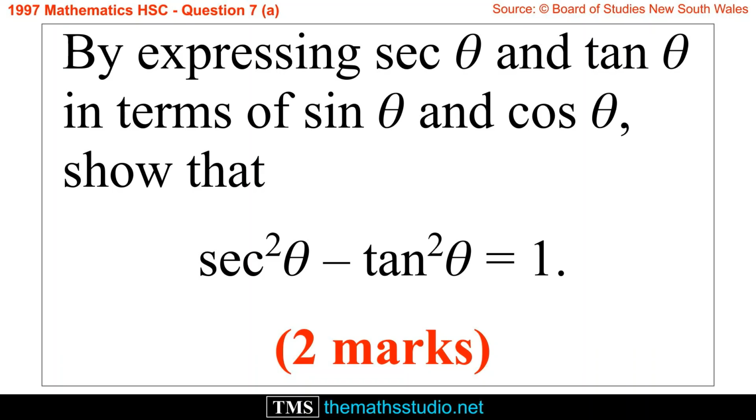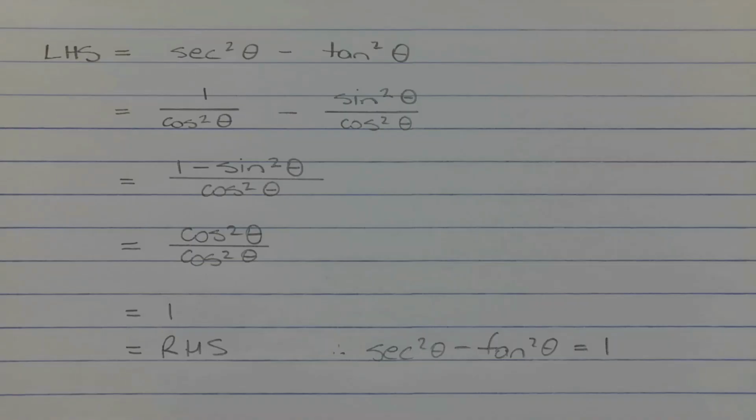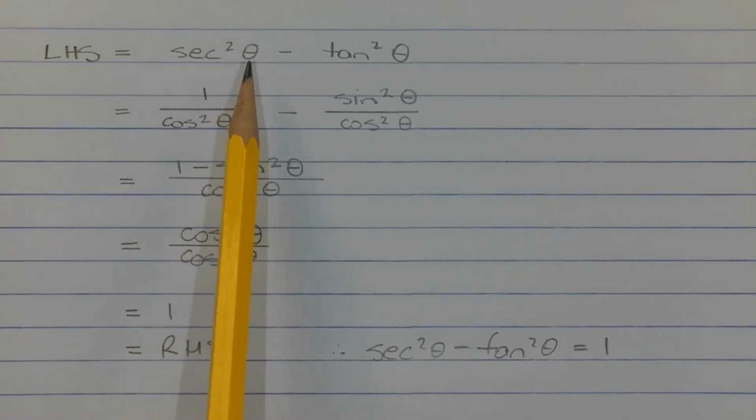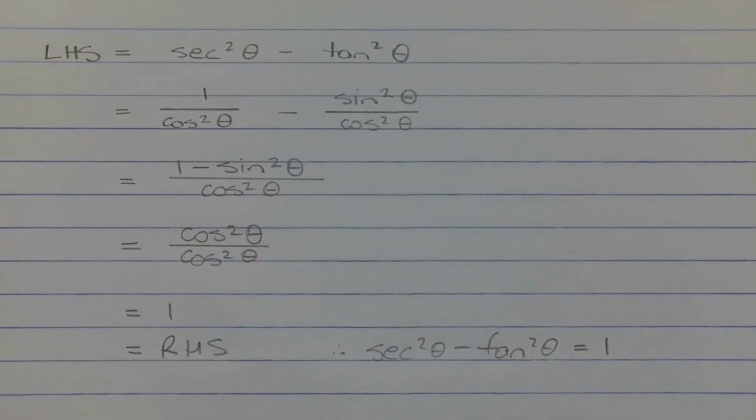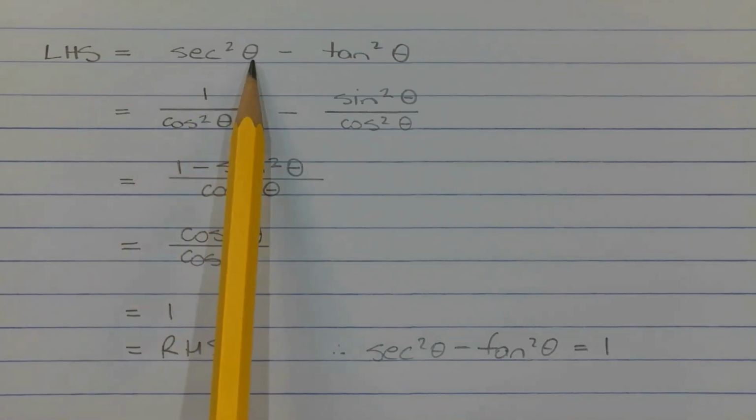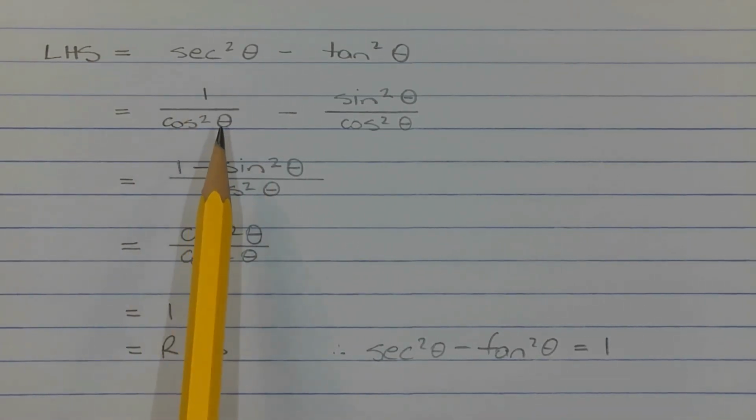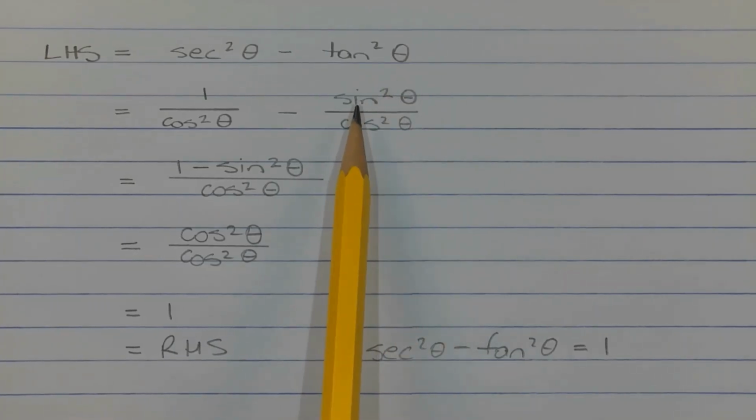Question 7, Part A. By expressing sec theta and tan theta in terms of sine theta and cos theta, show that sec squared theta minus tan squared theta equals 1. Starting from the left-hand side, we have left-hand side is equal to sec squared theta minus tan squared theta. Now, in terms of sine theta and cos theta, sec squared theta is equivalent to 1 over cos squared theta, and tan squared theta is equivalent to sine squared theta over cos squared theta.